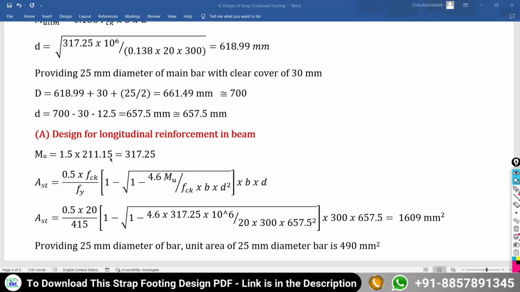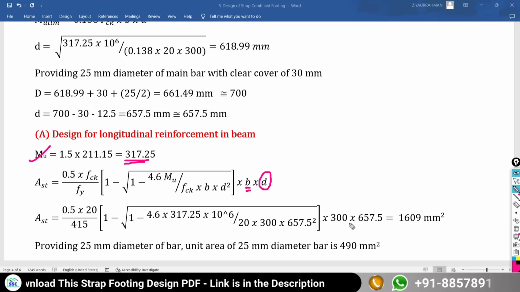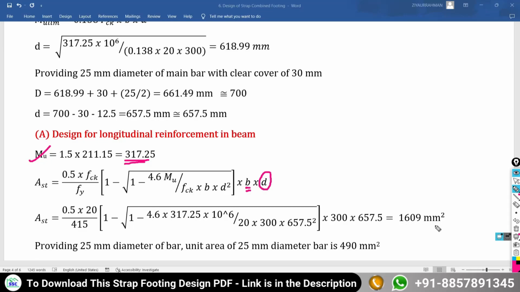So first we are going to consider the same ultimate moment, 317.25. For this moment, how much reinforcement is required? Ast = 0.5 fck / fy, times (1 minus square root of (1 minus 4.6 Mu / (fck b d))), multiplied by the width of the beam and the effective depth of the beam. If you put all the values in this equation, you get the area of reinforcement required as 1609 mm squared.